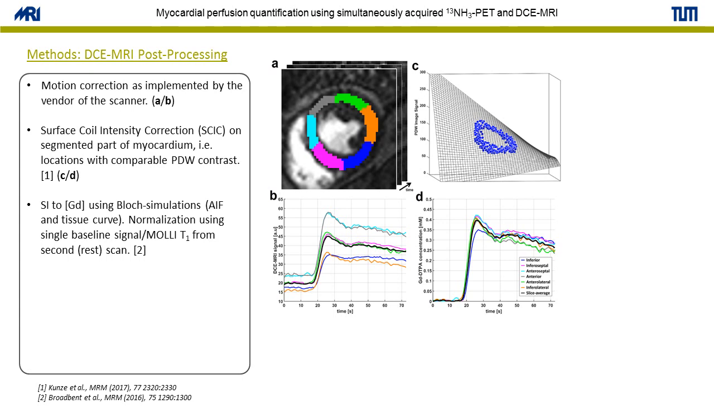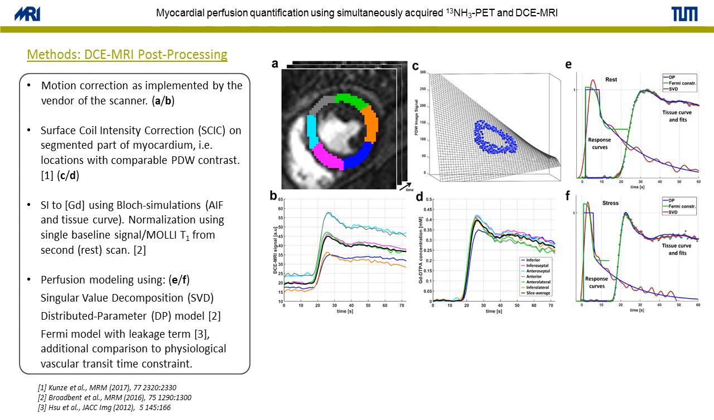Post-processing of DCE MRI data featured retrospective motion correction as implemented by the vendor of the scanner. Additionally, surface coil intensity correction was performed on the segmented part of the myocardium only, as previously described. Quantification of gadolinium concentration from MRI signal was performed using Bloch equation simulations for both arterial input function and tissue curves. Signal normalizations for these simulations used the combination of pre-bolus MOLLI T1 values and baseline signal from the perfusion sequence.